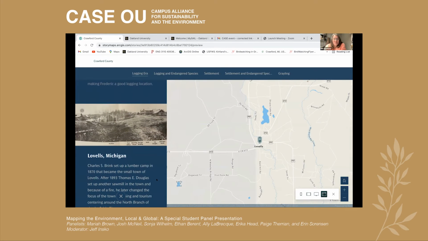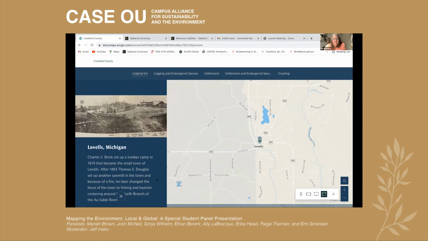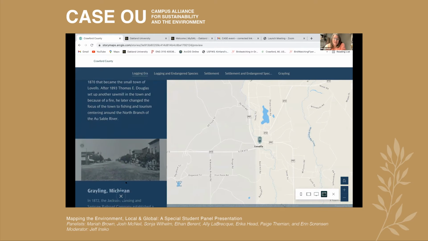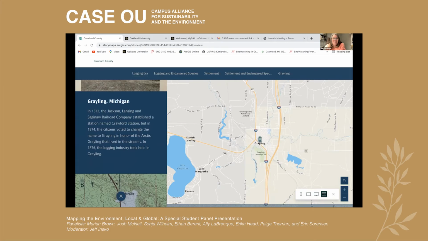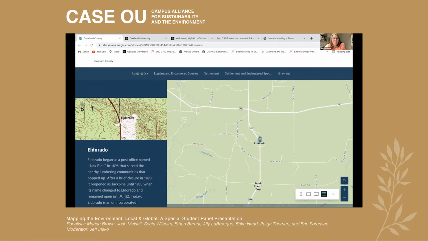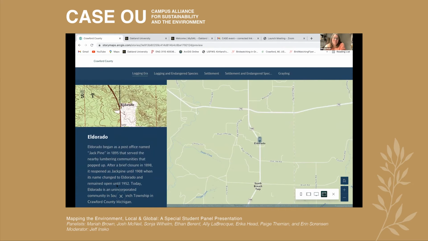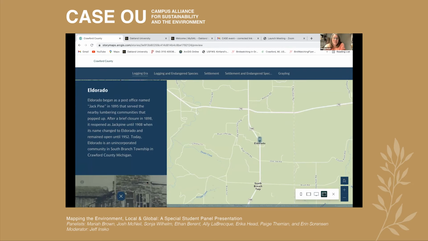And then this was what Lovells looked like in the logging era. And size-wise, it hasn't changed much, but it sure does have a lot more trees nowadays. And this is the main street of Grayling, which still looks like this, but with pavement. And then there was this little town, El Dorado, that popped up, and it was basically a post office, and it was aptly named Jack Pine because it is in the middle of the Huron National Forest, which is predominantly jack pine trees.